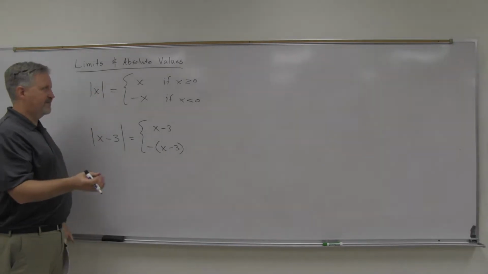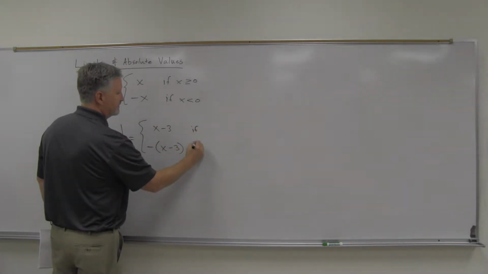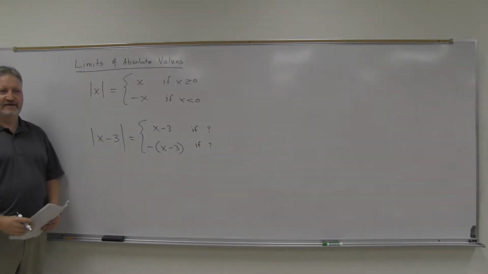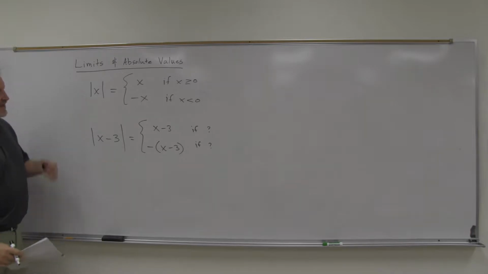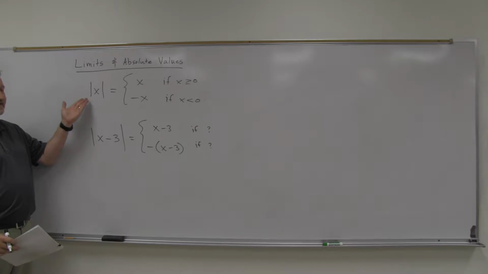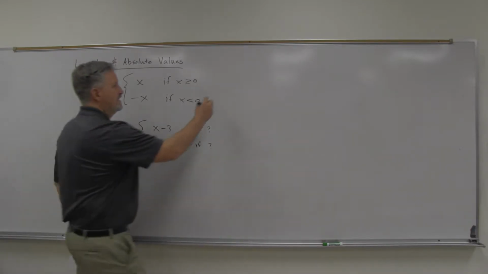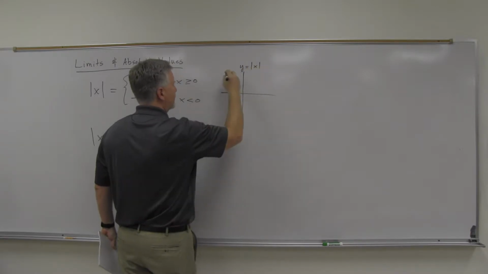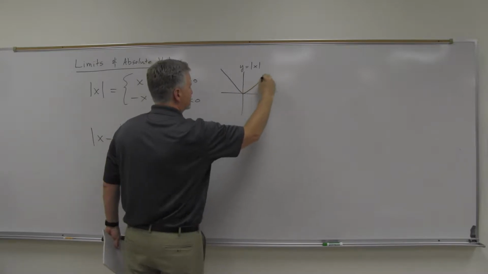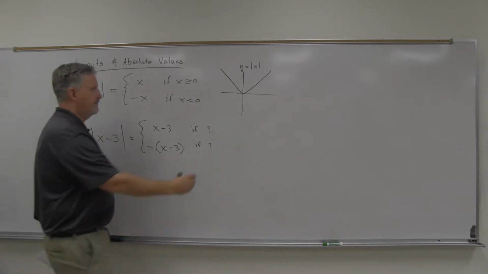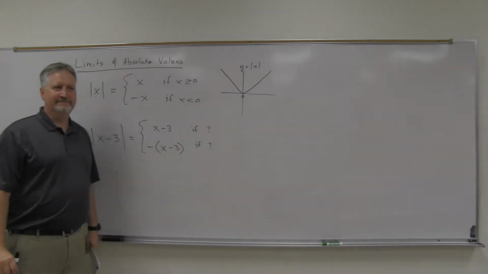Now the other part to this is, where does that break up? It's not at 0. I guess the easiest way to see it is, let's go back to this one and look at the graph. If I graph y equals absolute value of x, what shape do I get? V shape? Yeah, you get the V shape. And where does the V happen? Well, it happens at x equals 0.